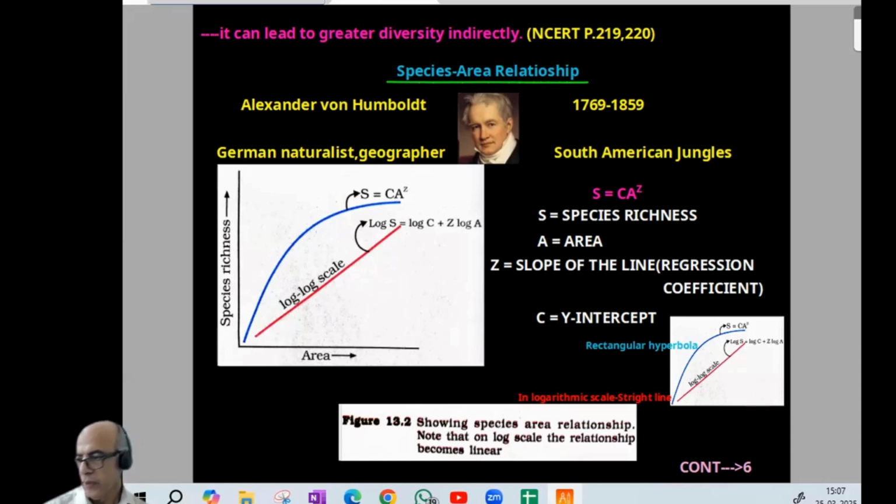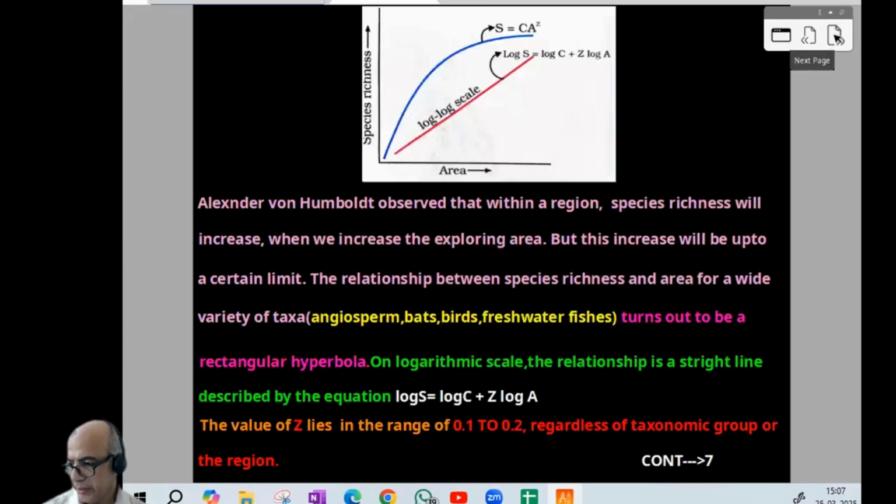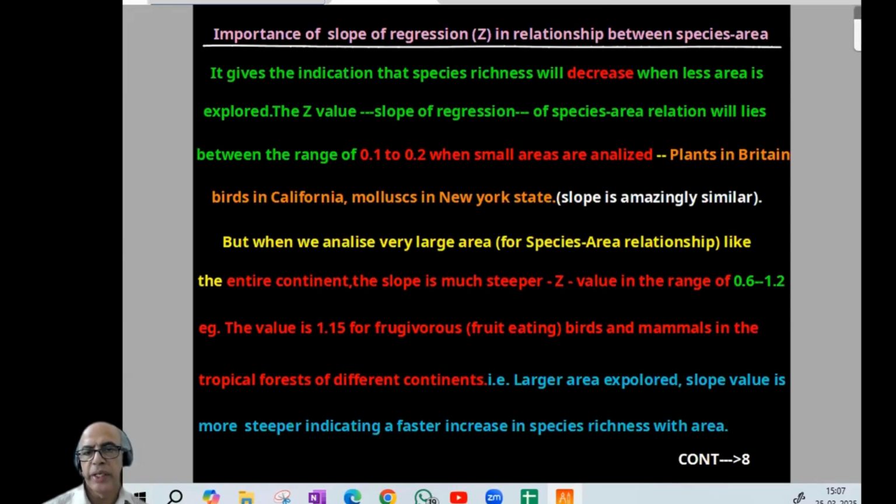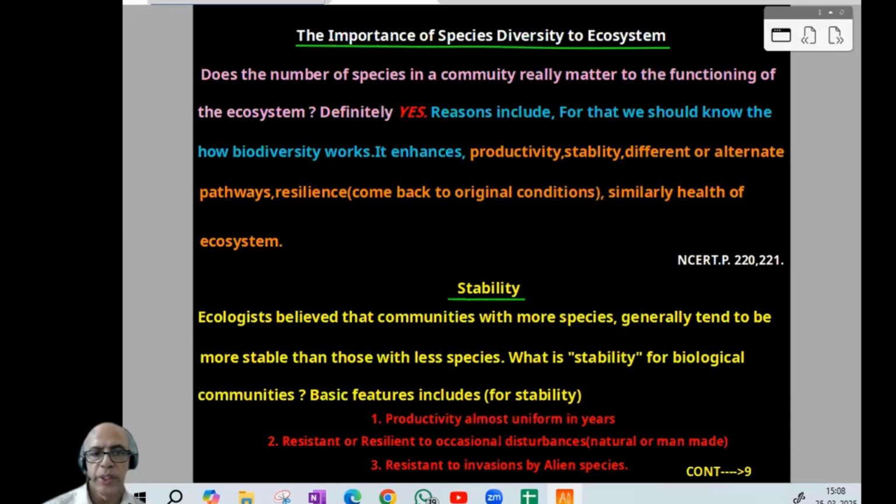Then we discussed the importance of the slope of the regression relationship between species and area, 0.1 to 0.2, when small areas are analyzed: plants in Britain, birds in California, mollusks in New York State. The slope is amazingly similar. But when we analyze a big area, an entire continent, the slope is much steeper, with a Z value of 0.6 to 1.2. For fruit-eating birds, it is 1.15. When a large area is explored, the slope value is steeper, indicating a faster increase in species richness with area. Then the importance of biodiversity to the ecosystem.